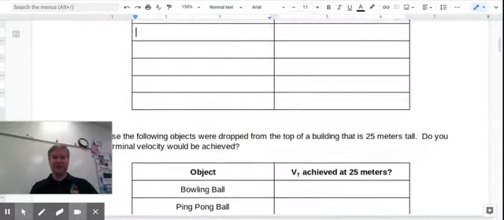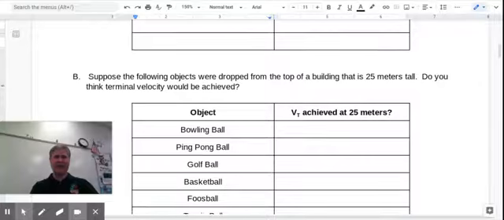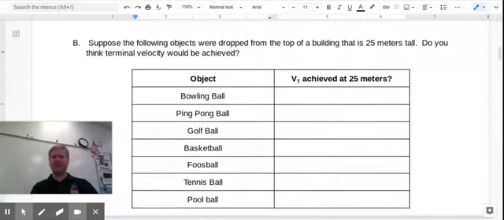All right, so I'm back again. Hopefully you were able to come up with at least 2 or 3 things that you were able to use. Now, let's suppose that we have the following objects dropped from a pretty tall building.